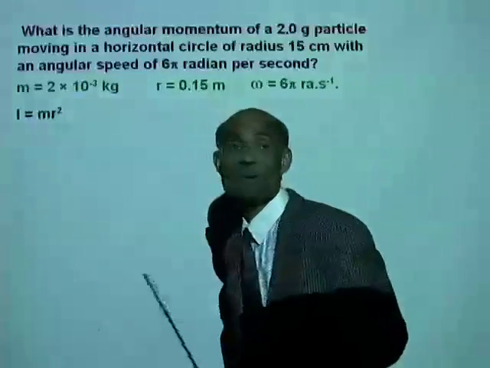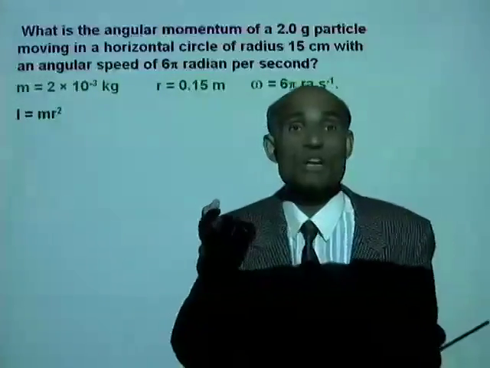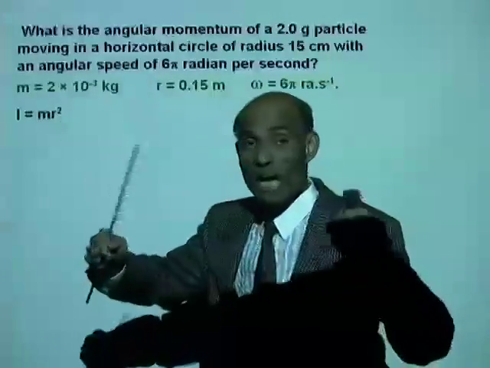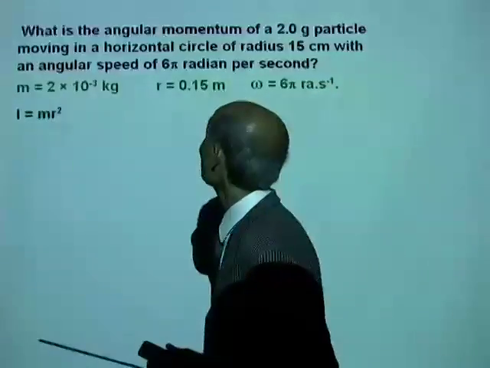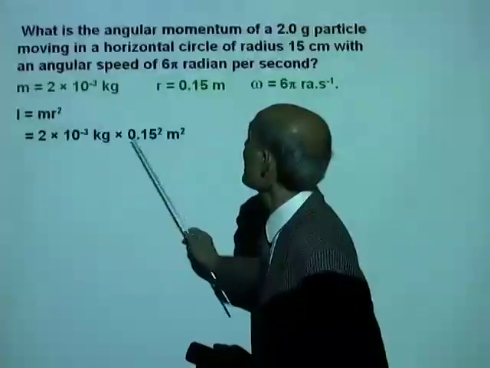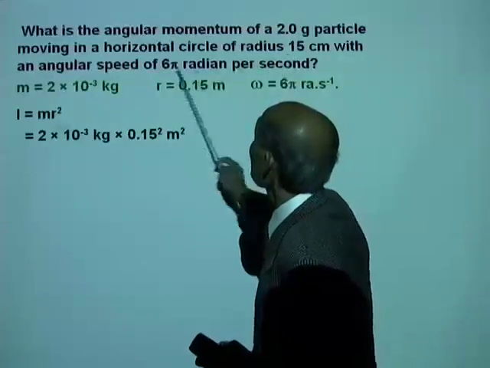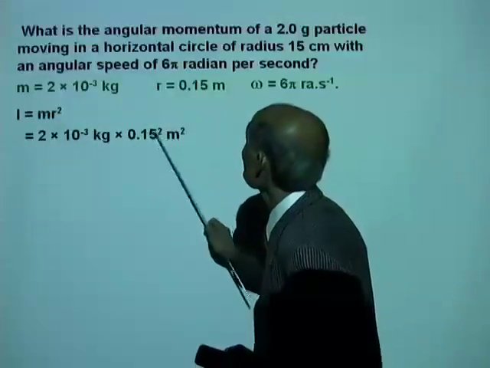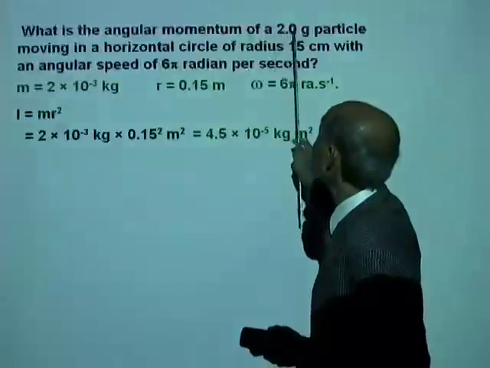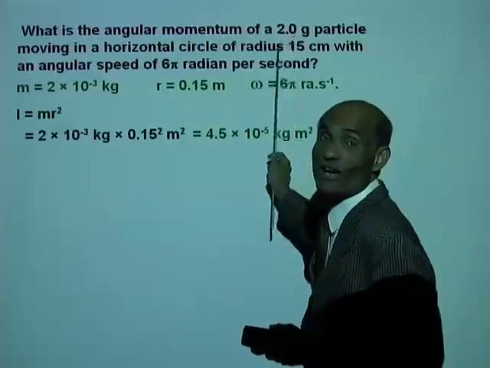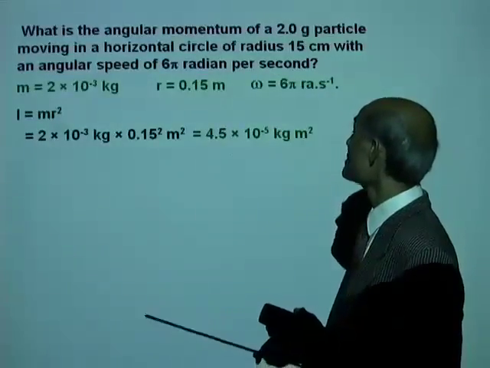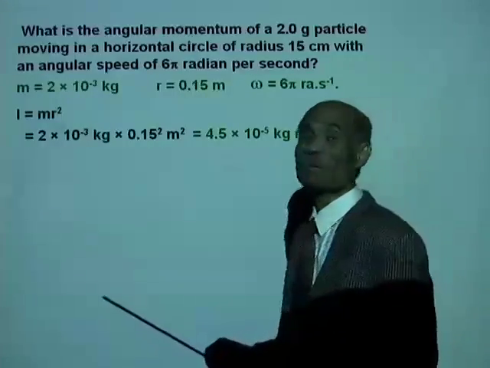I equal to mr squared, is that right? The moment of inertia of a particle of mass m at a distance r from the axis of rotation is I equal to mr squared. So in this case, the mass is 2 times 10 to the negative 3 kilogram, the radius is 0.15 meter, and therefore the moment of inertia of this particle about the axis of rotation is 4.5 times 10 to the negative 5 kilogram meter squared.